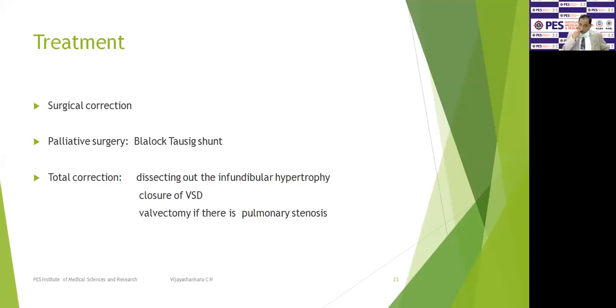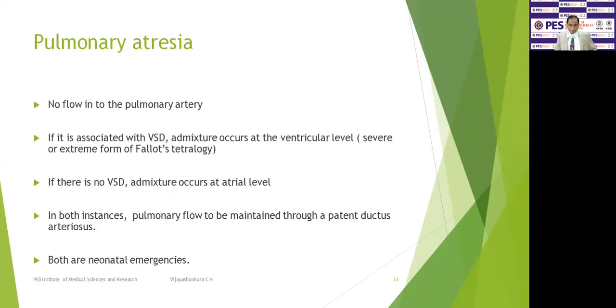And then, of course, you go for a total correction if it can be done in the immediate neonatal period or in early infancy. You have to dissect out the infundibular hypertrophy, a muscular dissection, remove it, then closure of the VSD has to be done, and then, of course, if there is an associated pulmonary stenosis, the pulmonary valvectomy should be done. So that is the total correction, and with the total correction, the prognosis is fairly good, and usually they survive up to the age of 40 to 50 years.